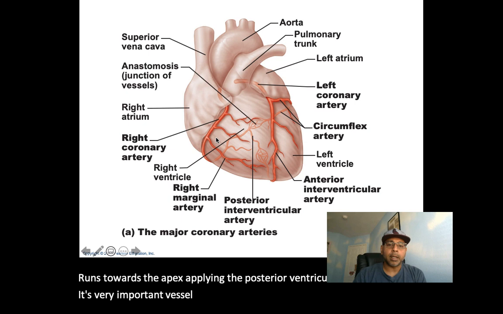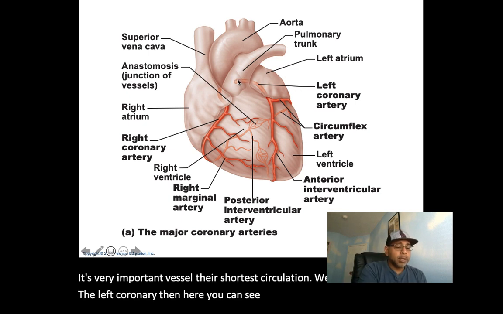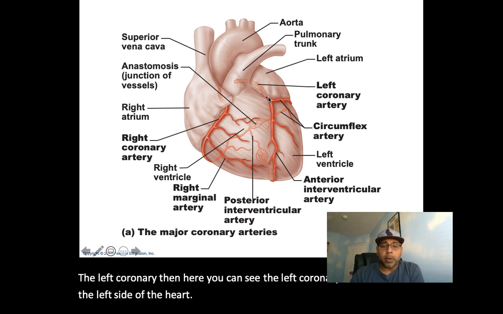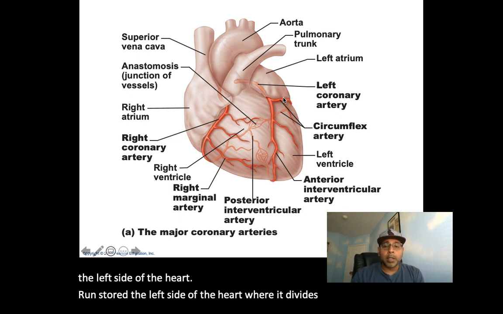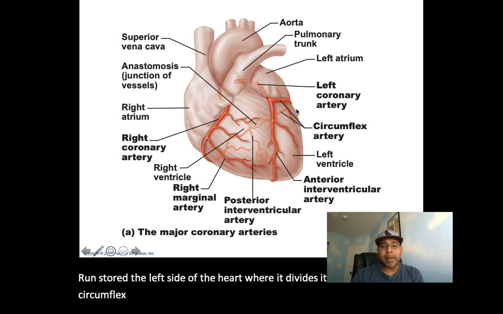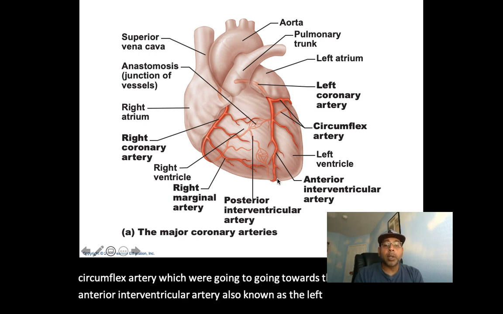Shortest circulation, we said. The left coronary then. Here you can see the left coronary. It runs towards the left side of the heart, where it divides into the circumflex artery, which we're going to see going towards the back, and then the anterior interventricular artery, also known as the left anterior descending or the widowmaker.